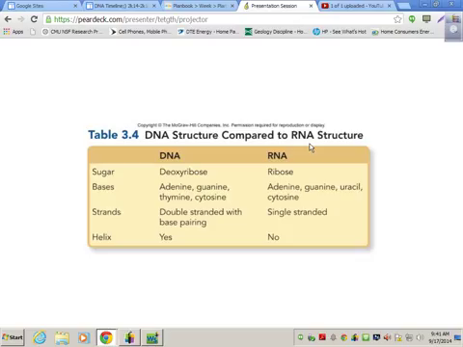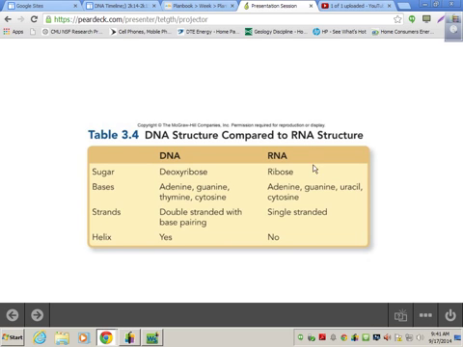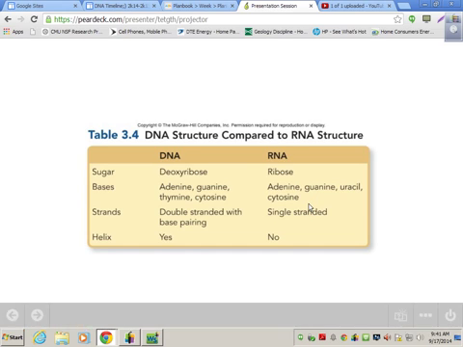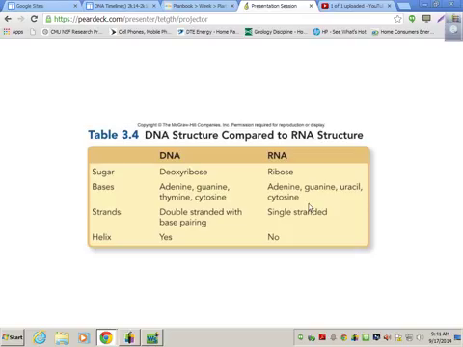So looking at the differences and similarities, you should know that the sugar in DNA is deoxyribose. The sugar in RNA is ribose. The bases in DNA are adenine, guanine, thymine, and cytosine. In RNA, they're a little bit different. We have uracil instead of thymine. The DNA we know is double-stranded with base pairings, and RNA is single-stranded. You should also know that RNA is super-duper short compared to DNA.